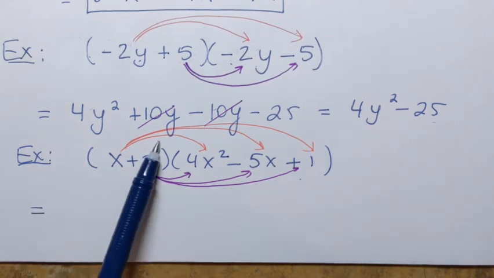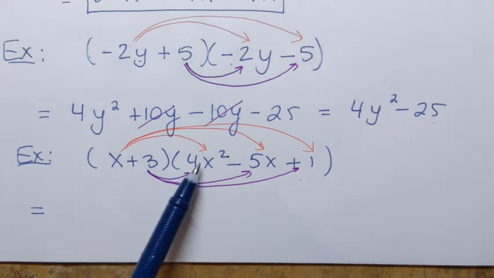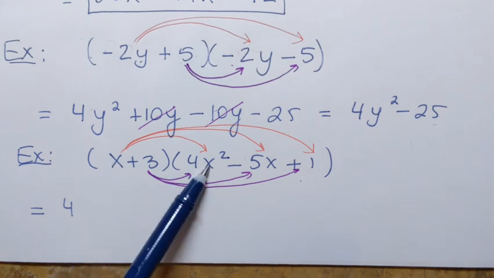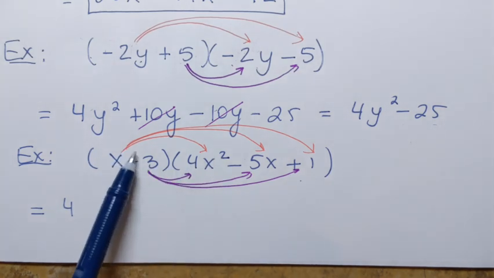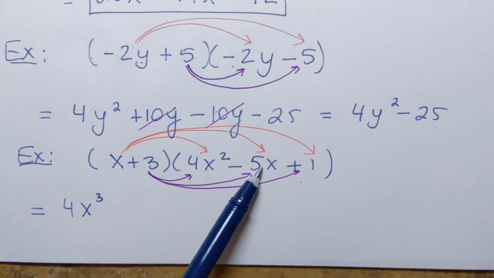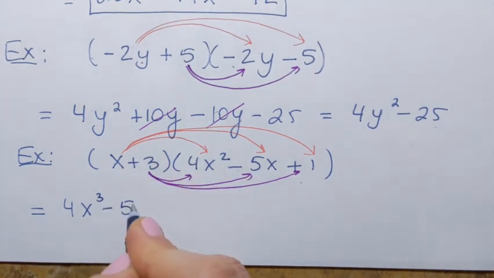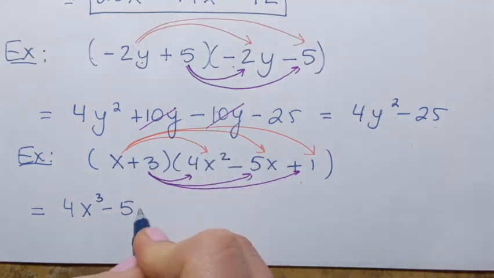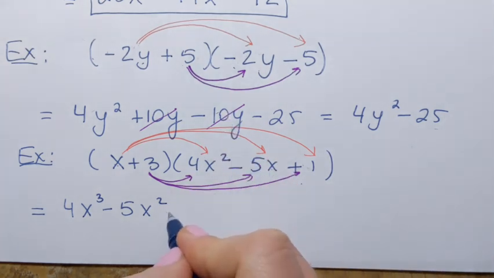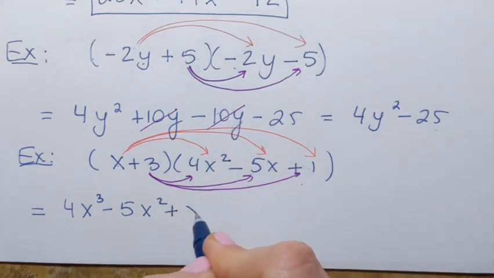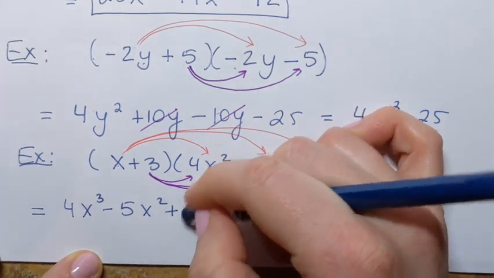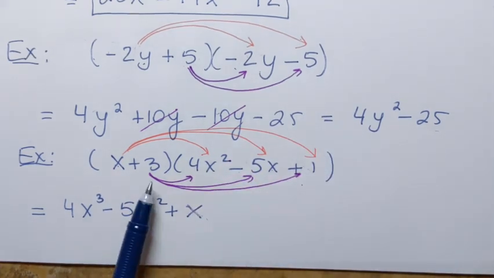So x times 4x squared. Now, as far as the numbers, I only have 4 here, it stays as 4. What's going to be the power of x? X times x squared. I'll combine powers, I'll add powers, so it's going to be x to the third power. Next, x times negative 5x. Once again, constant stays, negative 5, but x becomes x squared. And then finally, x times 1. Well, it's just x, right? 1x or just x. Anything multiplied by 1 stays the same. Now, let me just fix that. And then we're going to move on to multiplying 3.